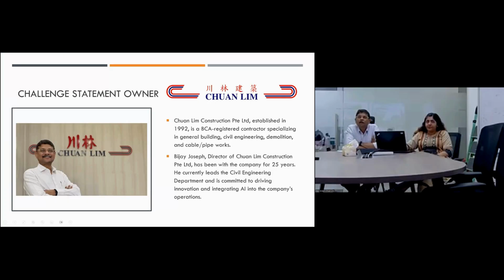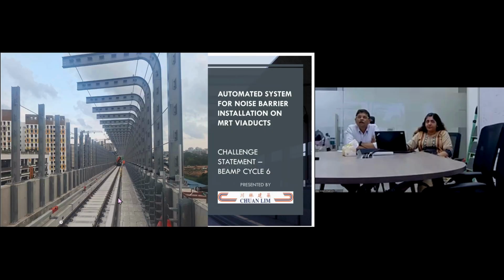So the photograph that you see here is a project which is currently in progress on the Jurong regional line. And these are what we call vertical noise barriers and cantilever noise barriers. The structures in this photograph do not have the panels installed. So the challenge statement is to install the panels using an automated system, which I'll cover in the next couple of slides.